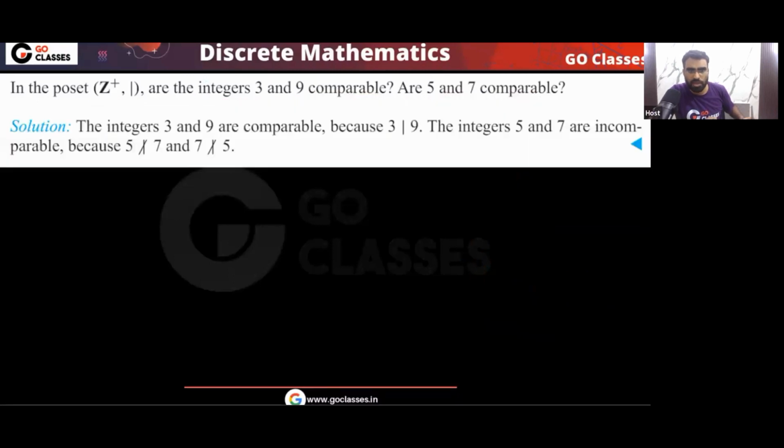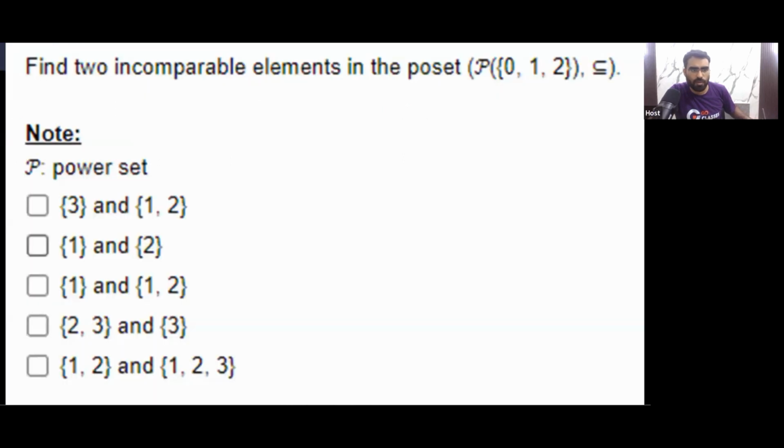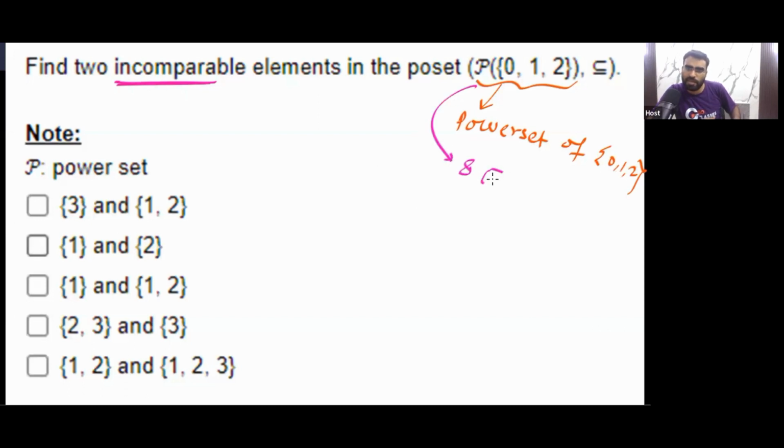Okay, now let's move on. What about this question? Tell me the answer quickly. Find incomparable elements in the POSET. What is this? Can anyone tell me? What is the base set? How many elements are there in the base set? This is the power set of {0, 1, 2}, so there are 8 elements in the base set.